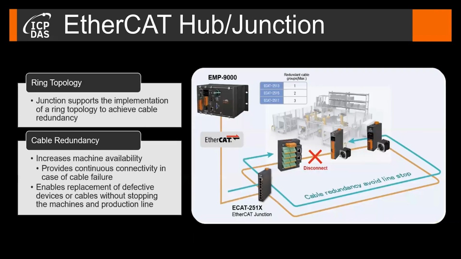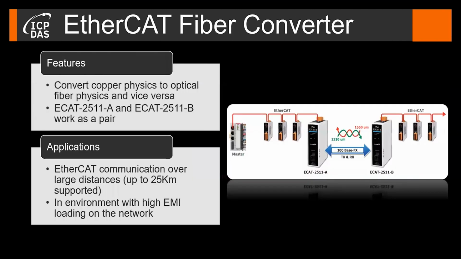The third purpose of the junction is cable redundancy. Cable redundancy can be achieved by implementing a ring topology using a junction module. A ring topology enables multi-path data transmission. In case of a cable or connection failure, the EtherCAT frame automatically selects one of the alternate ring paths to access the slave in the network. Therefore, cable redundancy allows the network to remain available and avoid downtime in case of a single cable failure in the network.